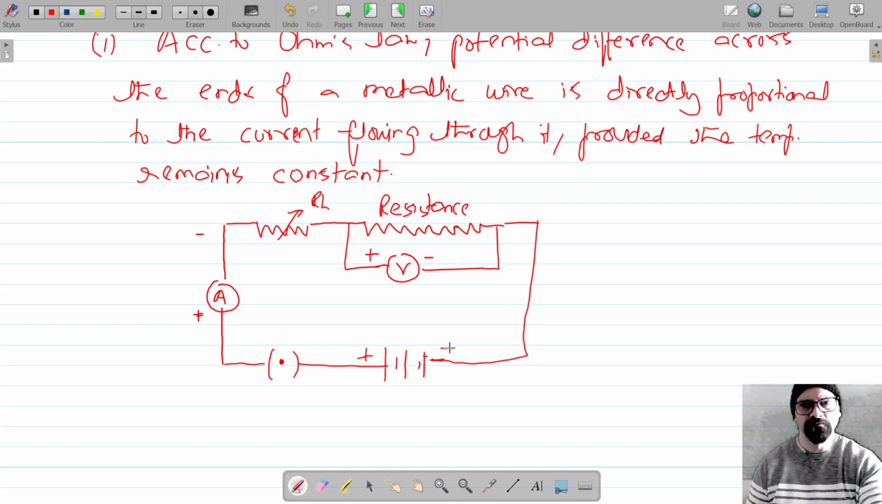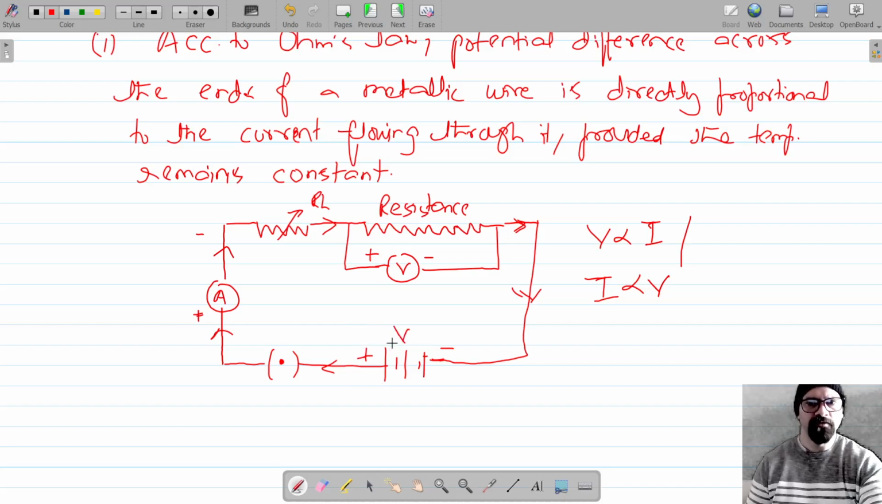And the current flows in this direction from positive to negative. So the more the potential difference, the more the current. So V is directly proportional to I, or we can say that I is directly proportional to V. The more the potential difference, the more the current produced, or the current flows.